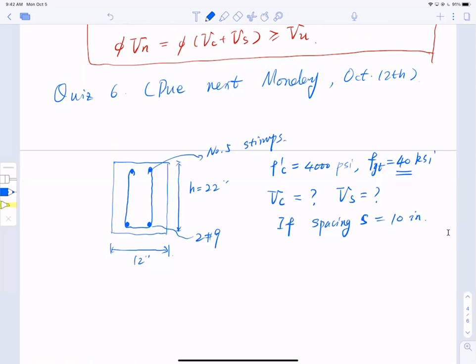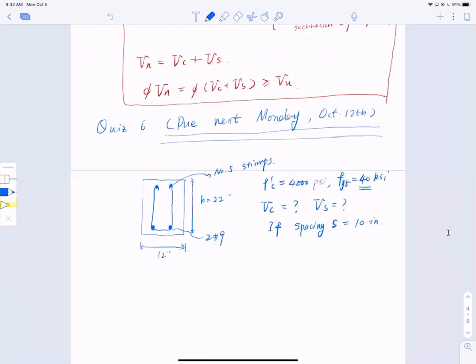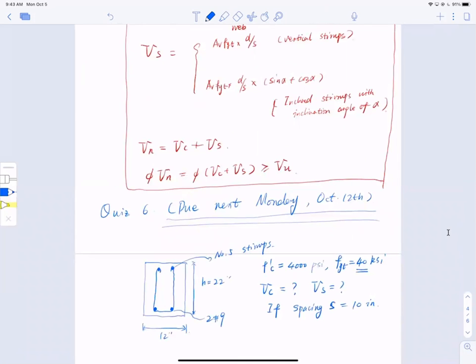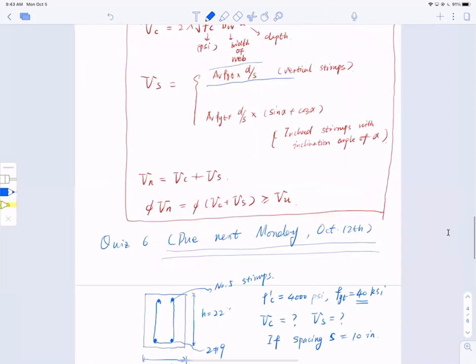Like I said, we have an exam this week, so I don't want to burden your work. This quiz will only be due next Monday, so you have time. You have all the weapons at your disposal to calculate this. And since it's vertical stirrups, preferably use this equation. Any questions for me? Any questions on the shear?